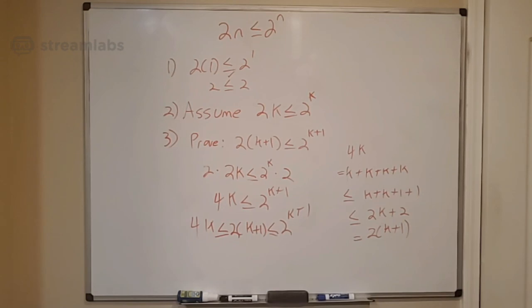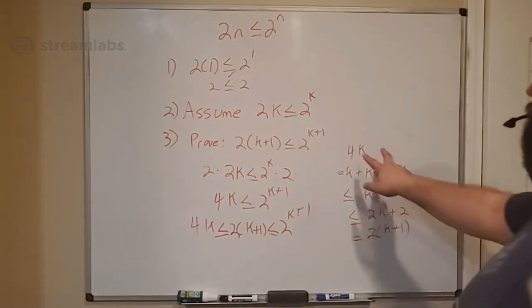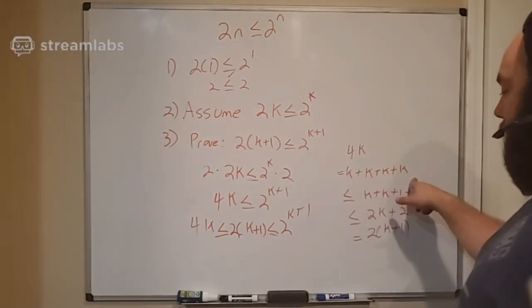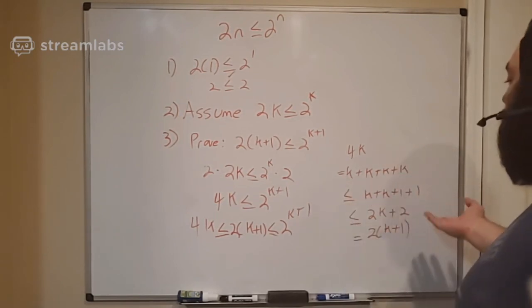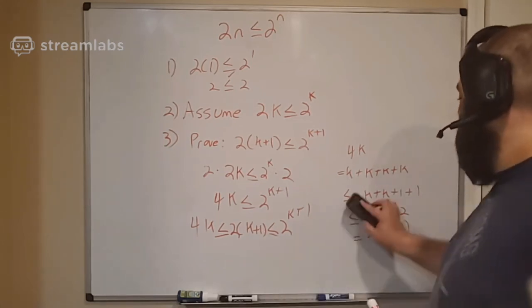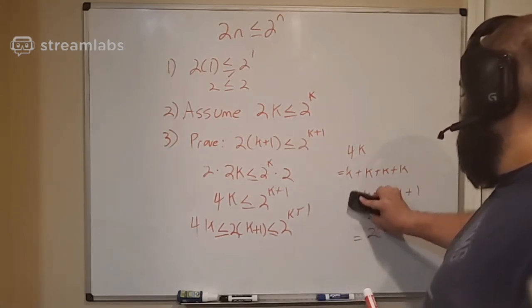Okay. So 4k is equal to k plus k plus k plus k. Yes. We know that is less than or equal to, or sorry, greater than. Yeah, greater than or equal to, my bad. I used the wrong sign, I wasn't paying attention.